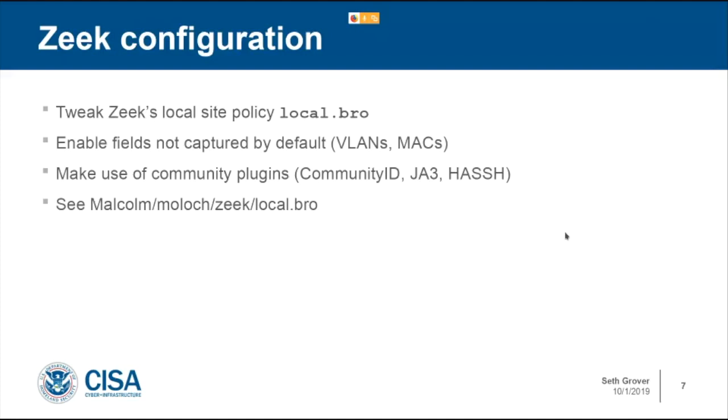There's Zeek plugins for community ID generation, which is a flow hashing thing. That's really nice, and it's one of the things that I make great use of to correlate what the Zeek logs are and the corresponding Moloch sessions. And things like JA3 and HASSH and some other stuff like that are some really good community plugins that you can enable. There's another one, I guess you'd pronounce it Bazaar, but it's spelled BZAR.